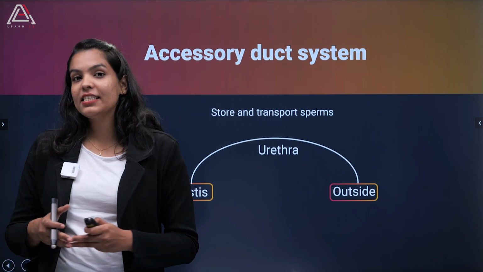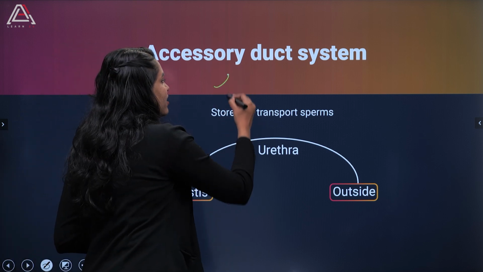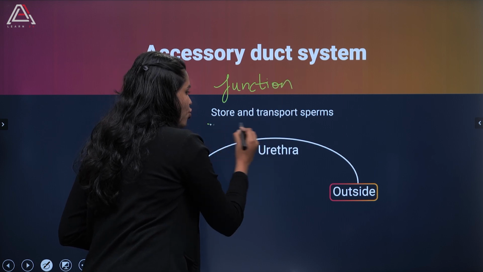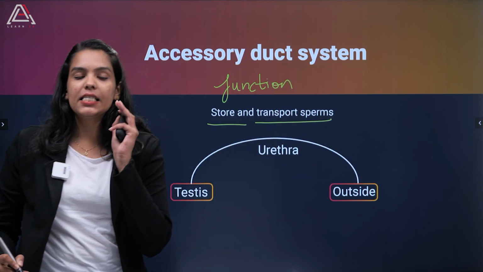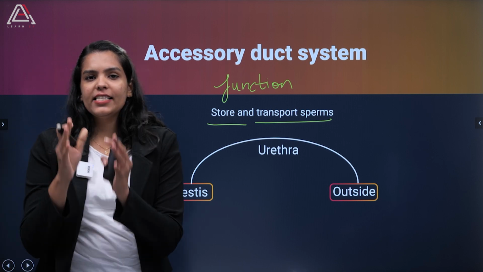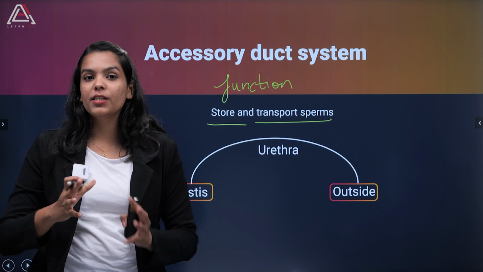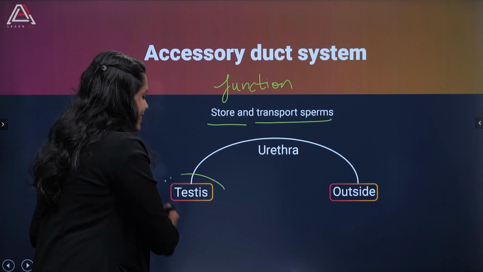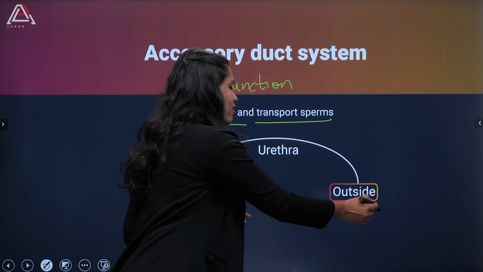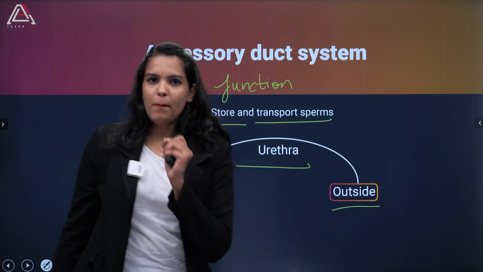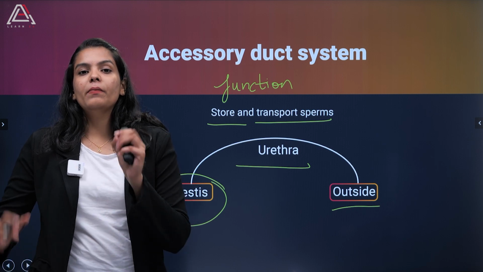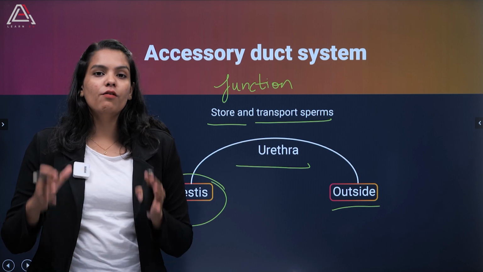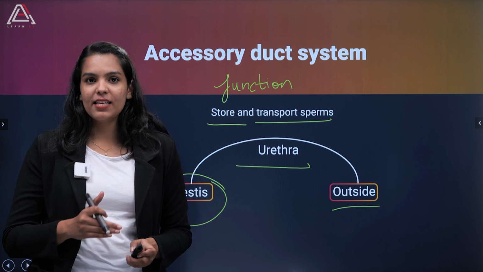When we are talking about the accessory duct system, the main function of this duct system is to basically store and transport the sperms. This duct system has the responsibility to store and to transport the sperm from the testis towards the outside through a urethral passage. So from testis to outside, these ducts play a very important role in the transportation of sperm itself.